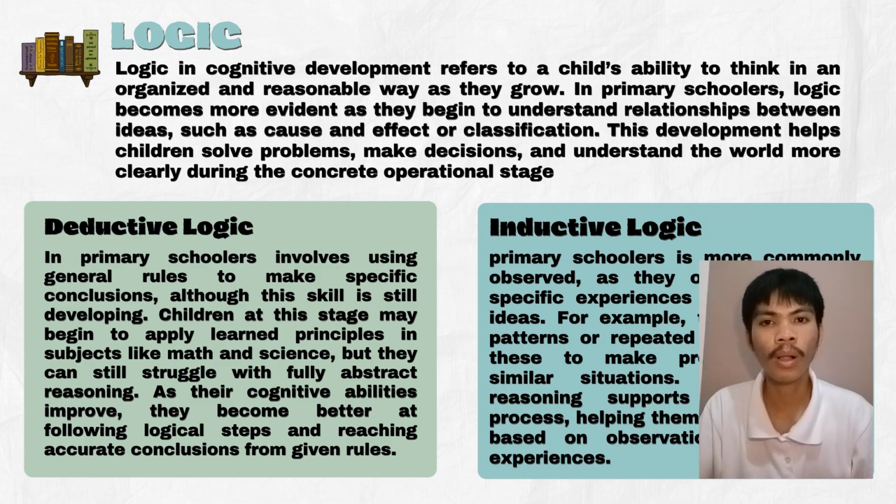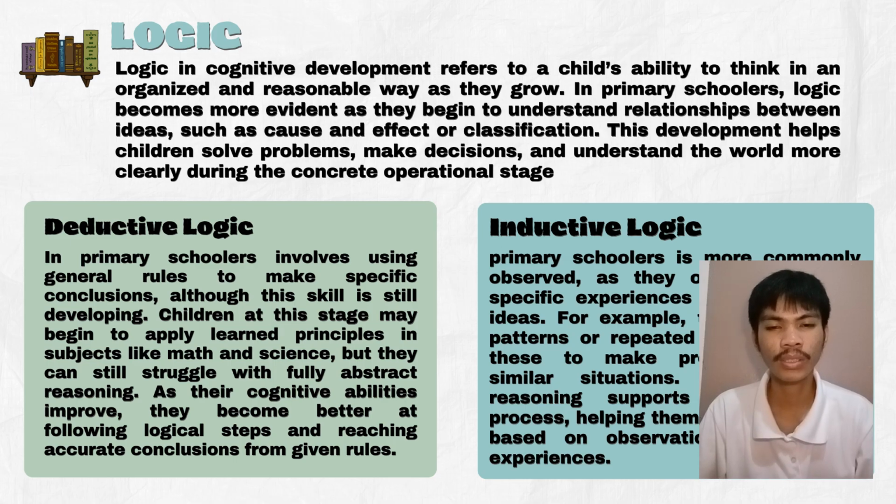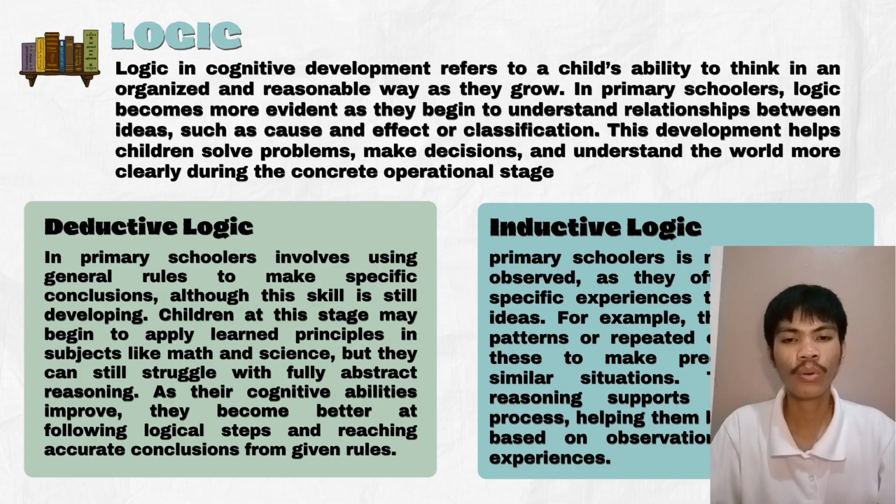So logic develops as a child begins to think in a more organized and sensible way. In different situations, they start to see connections between ideas, such as understanding why things happen or how objects can be grouped. This ability helps them make better decisions and approach problems with clearer thinking. The two types of logic in primary schoolers are deductive logic and inductive logic.